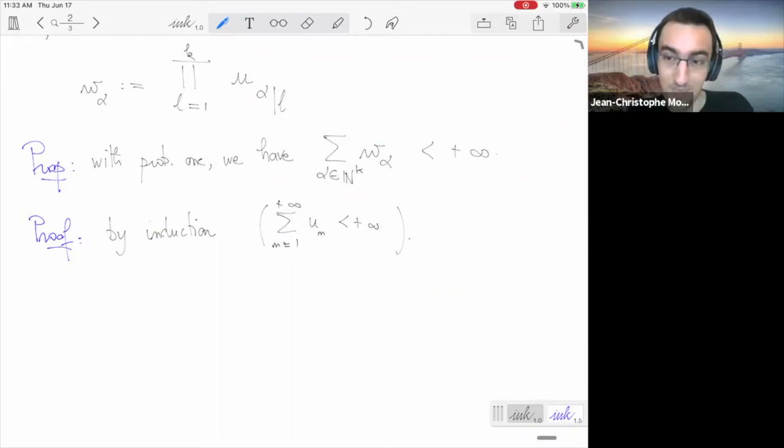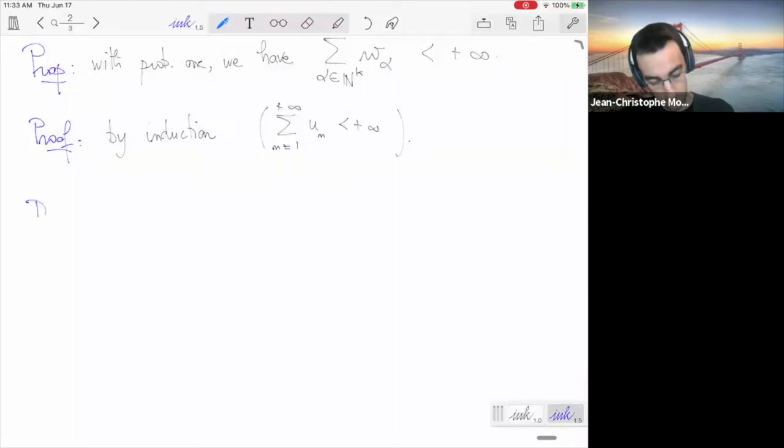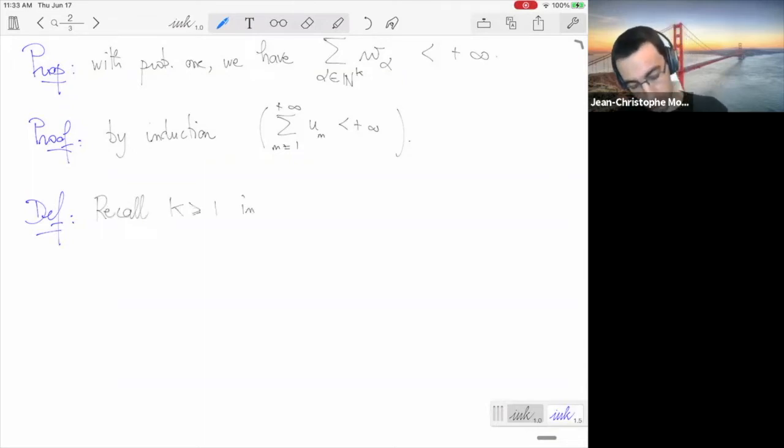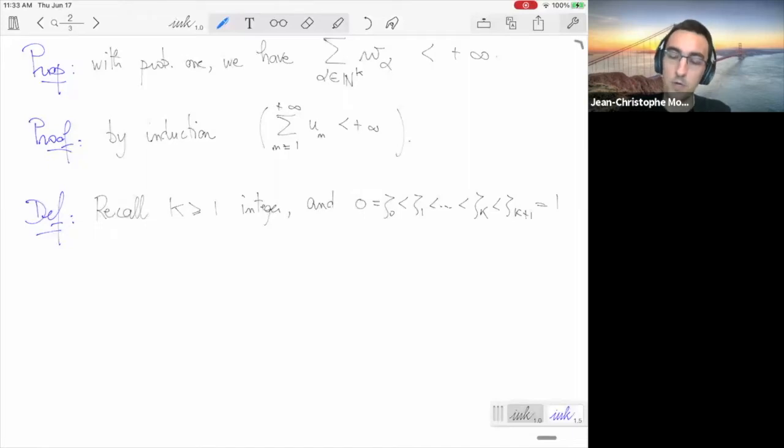All right. So taking this statement for granted, we can now define these normalized weights, and this is what a Poisson-Dirichlet cascade is. These weights normalized so that they sum to 1. Definition. Let me recall the choices of parameters. We have chosen an integer k, and zeta 1 up to zeta k, which are ordered and between 0 and 1. And from these, we have constructed this W alpha.